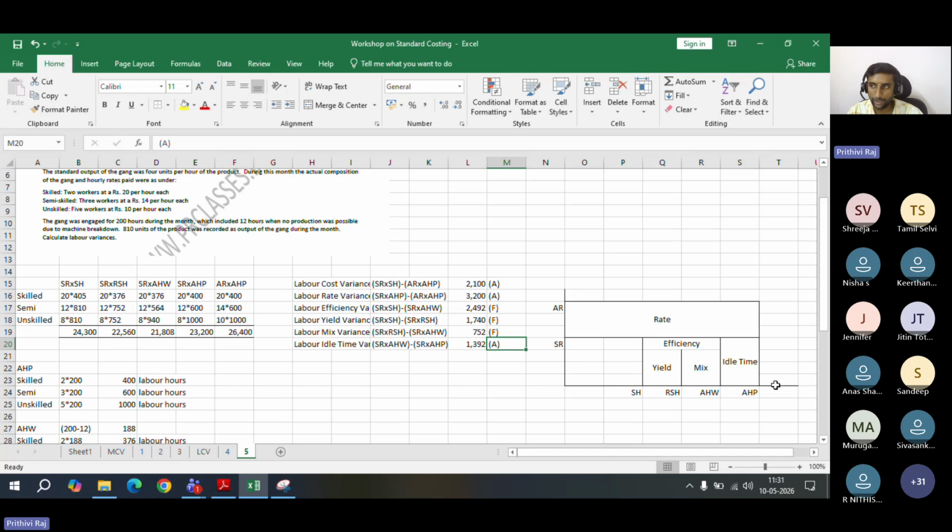And we have certain idle time because of a machine breakdown of 12 hours. Because of that, there is an unfavorable impact of 1392 adverse. This is how you have to interpret the results.